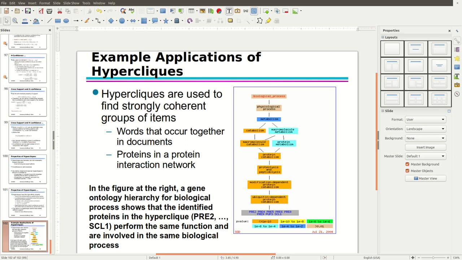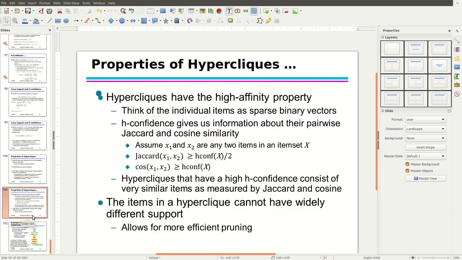In the figure at the right, a gene ontology hierarchy for biological process shows that the identified proteins in the hyperclique perform the same function and are involved in the same biological process, so you don't miss that. We have item sets, and then we also have hypercliques.